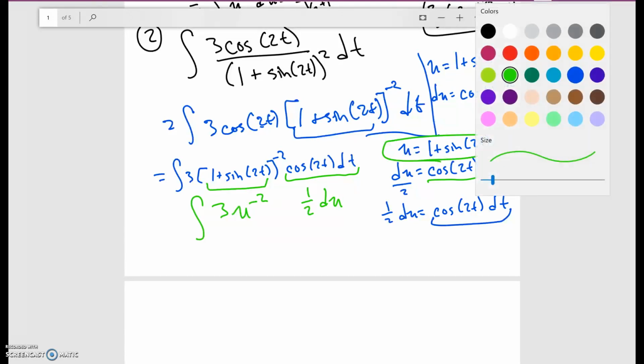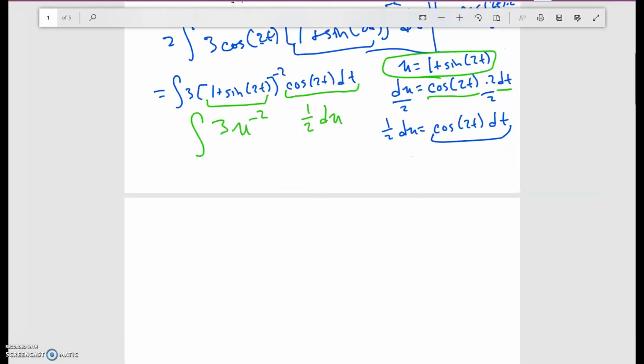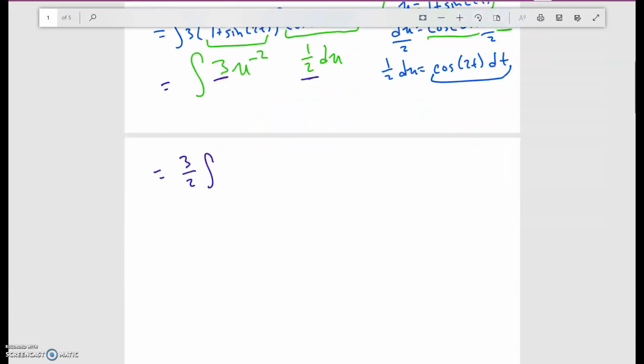All right, so what I end up getting is the following. Let me use a different color. So what I end up having is, let me pull out everything that's a number. So here's a 3, here's a 1/2. Let me pull it out. That's 3/2 integral of u to the negative 2 du. That's what I ended up with. So I changed something that was really complicated to something that was easier.